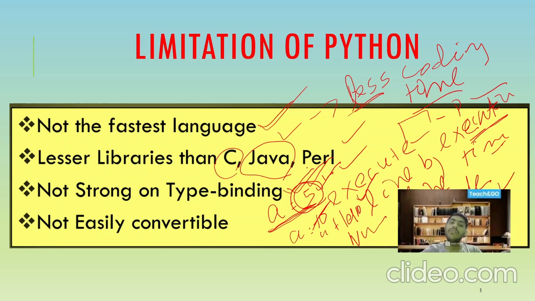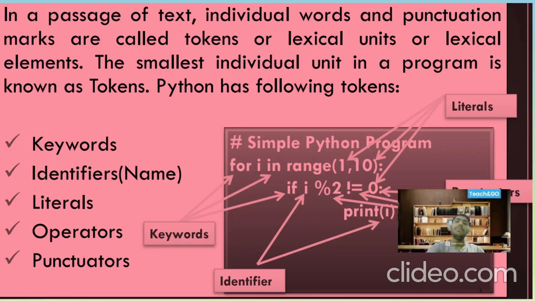So it will never complain about type binding, whatever different types you assign to the same variable. Python won't complain, and it is not easily convertible to other languages. These are the drawbacks or limitations of Python. As compared to the advantages, they are very few. So don't bother about it. Let's go develop some applications.